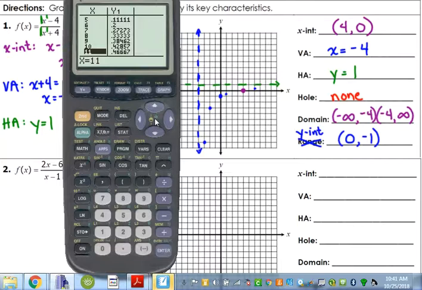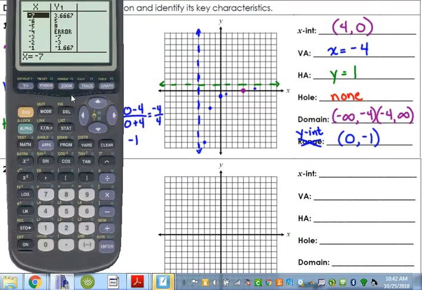6.2 doesn't give us much there. Let me go to the left of my vertical asymptote. So let me get some points to the left of negative 4. So negative 5, 9, and negative 6, 5.